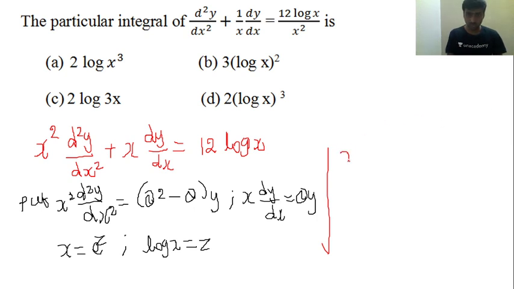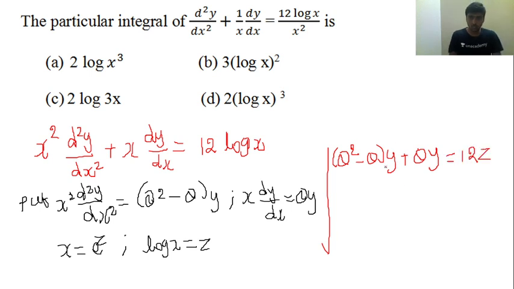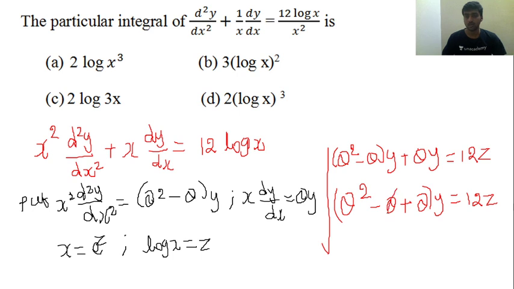So here, theta square minus theta into y plus theta into y is equal to 12z. Now take this y outside: theta square minus theta plus theta into y is equal to 12z. Now minus theta and plus theta cancel, so theta square into y is equal to 12z. We know that the particular integral is given as P.I. equal to 1 divided by f of theta into x power n, here z power n.